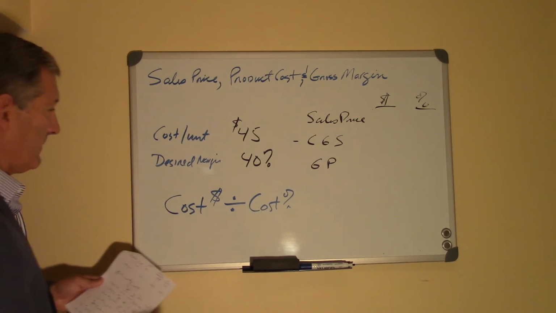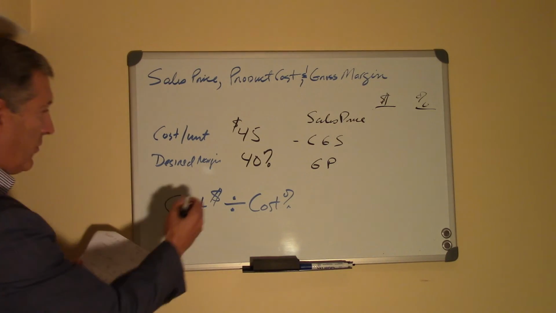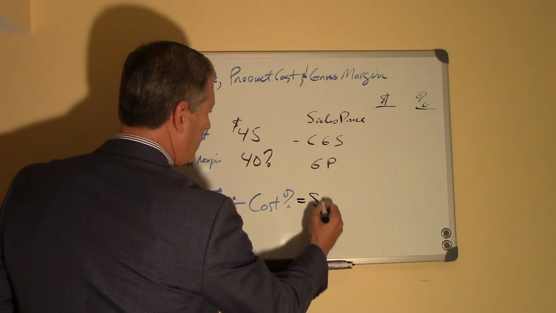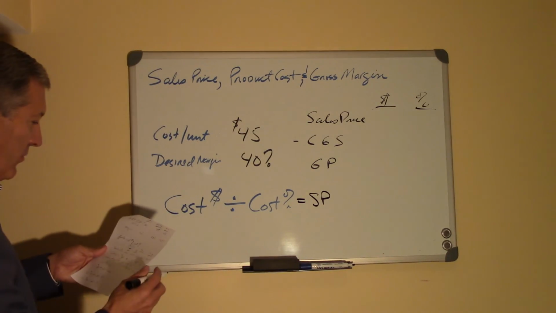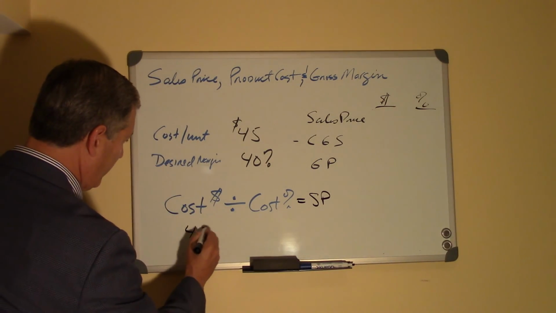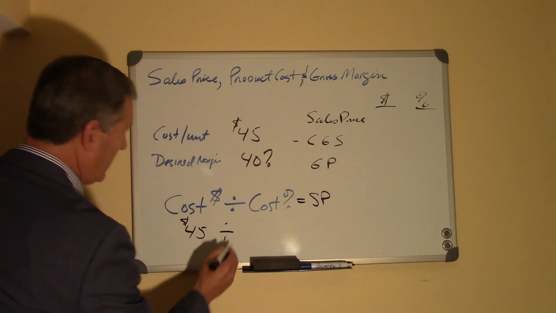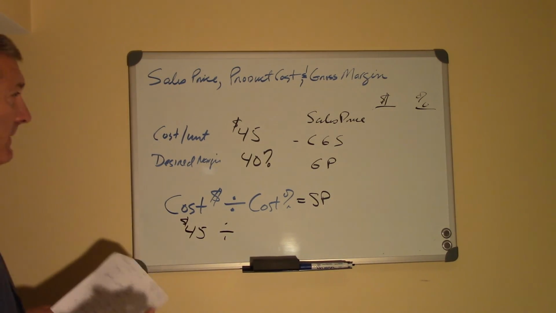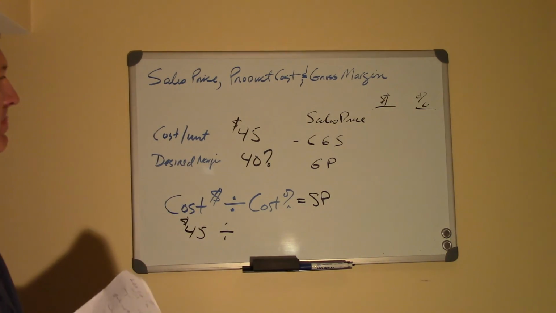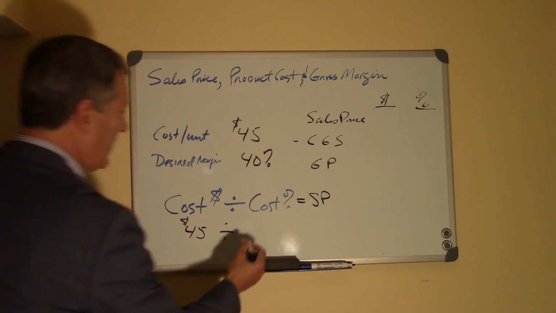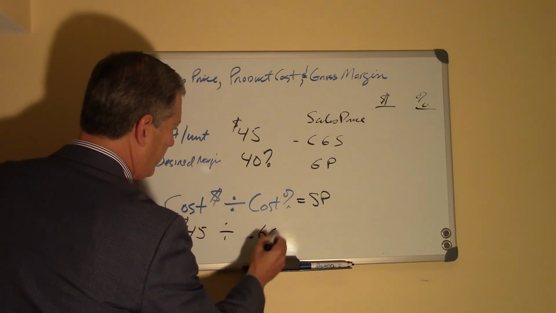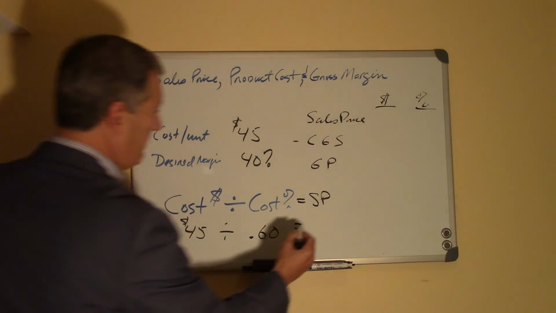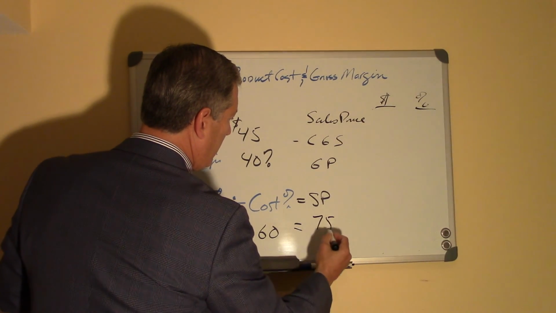What's the sales price? So cost dollars divided by cost percentage equals sales price, right? Cost dollars in this case is $45. Going to divide it by our cost percentage, right? If our margin is 40%, that means our cost percentage is 60%, 0.60. $45 divided by 0.60, our sales price is $75.